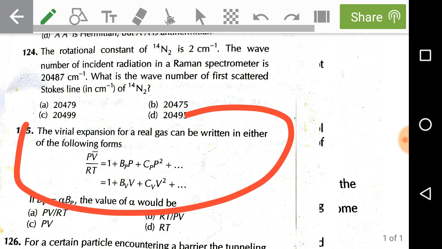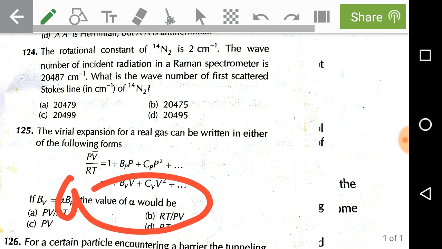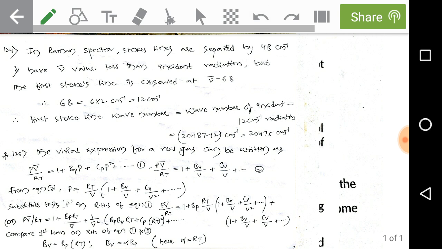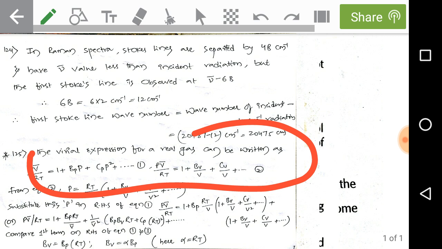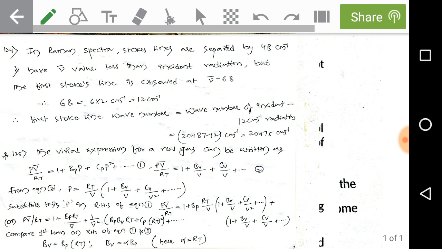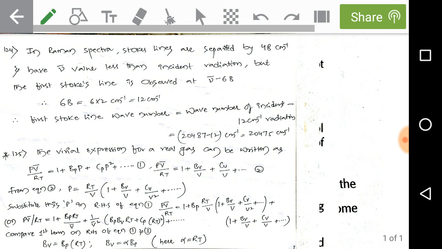The virial expansion for a real gas can be written in either of the following forms. Just observe, if B_V is equal to alpha B_P, the value of alpha would be what? So now the 125th question: the virial expansion for a real gas can be written as given in the problem as information. From equation 2 we can write P is equal to RT by V, times 1 plus B_V by V plus C_V by V square plus, and it goes on.